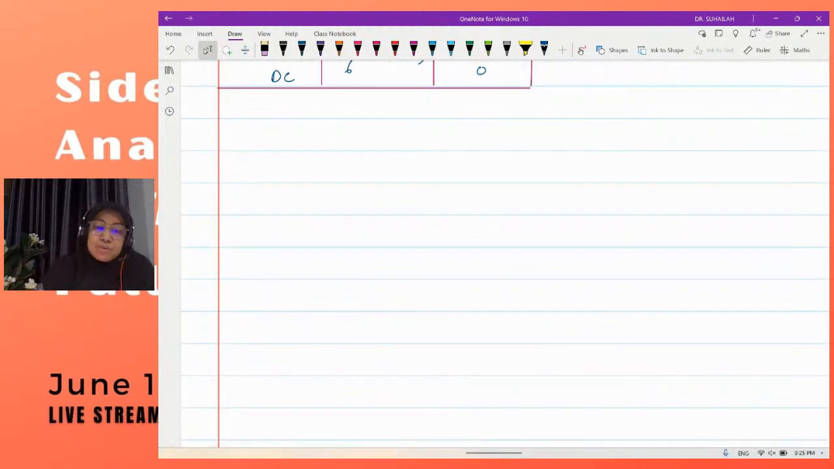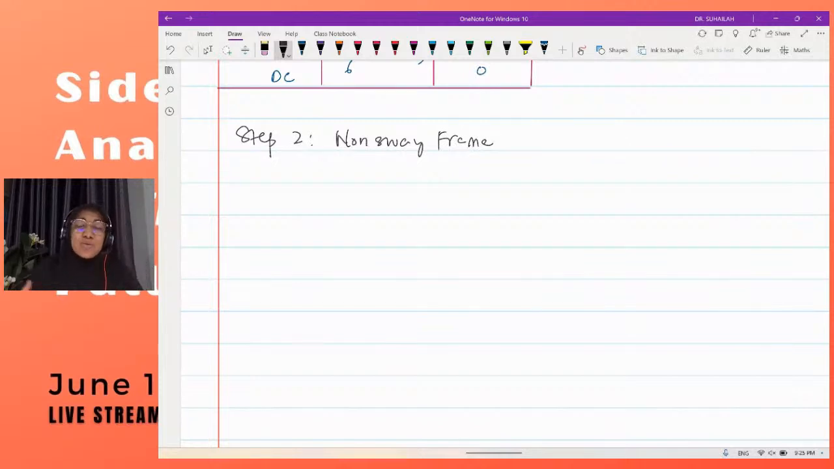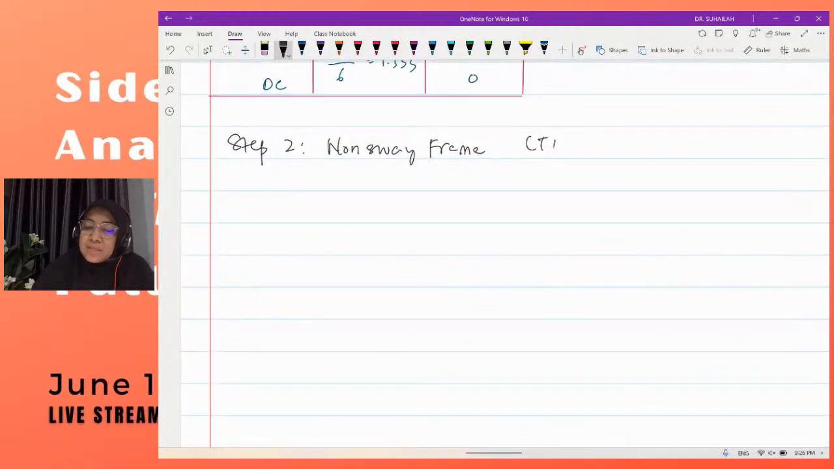Okay, we move to step number two. For step number two, sorry, no side sway frame. We can also call it non-sway frame. This is the non-sway frame, so this is step number two for table number one.